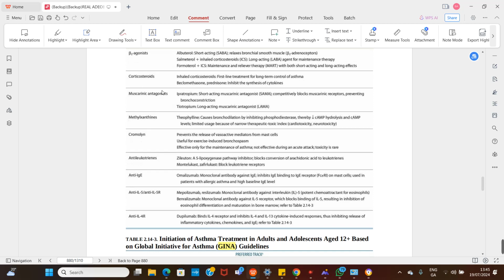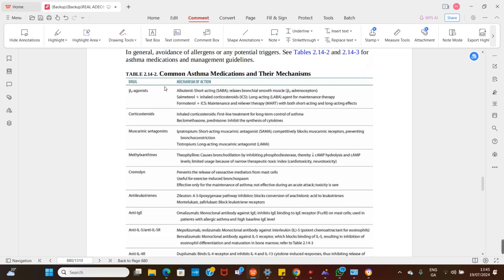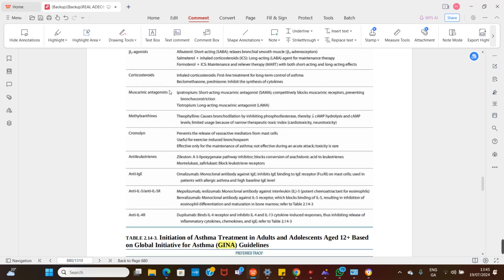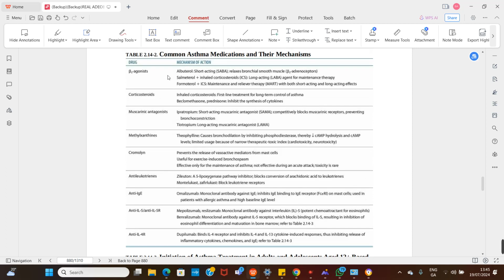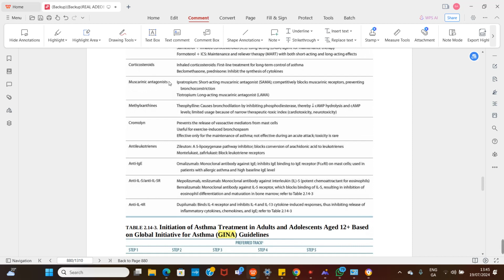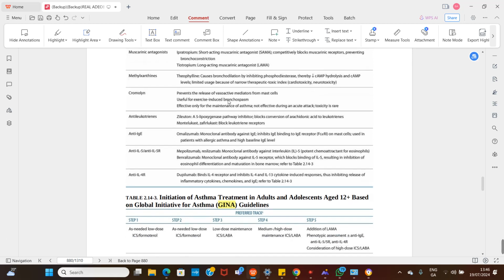Muscarinic antagonists can also be used as the bronchodilatory agent. You have the long and the short acting, but you don't use them alone. You have to combine them with your beta 2 agonist. So we have the ipratropium and the tiotropium. Your ipratropium is your SAMA, while your tiotropium is your LAMA. They work by blocking the muscarinic receptors, allowing for relaxation of bronchial airways.